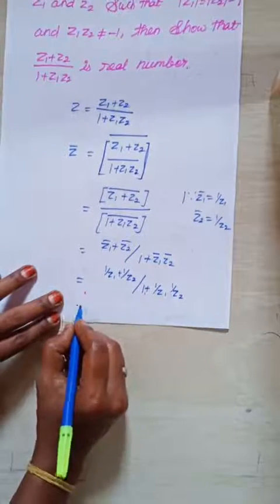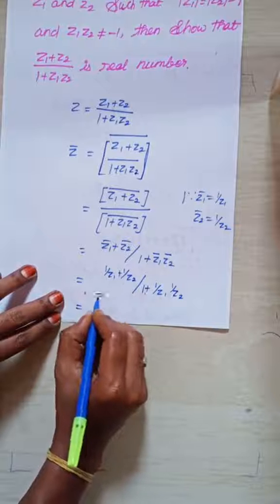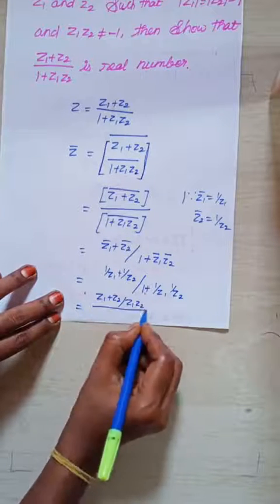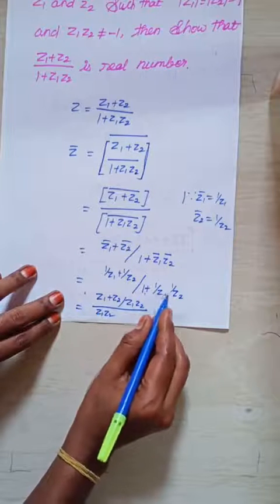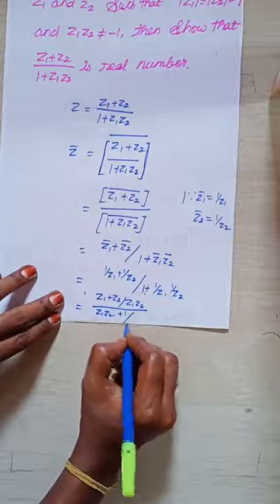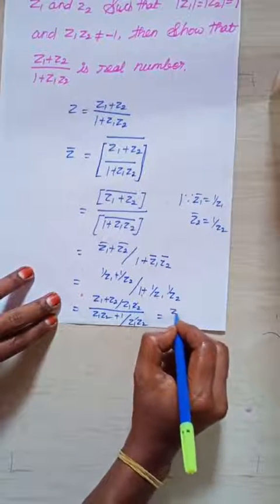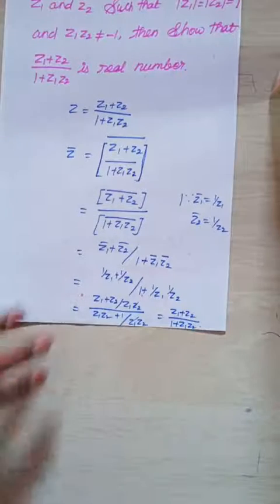which is equal to, taking the LCM, z2 plus z1. So (z1 plus z2) divided by z1 z2, divided by the LCM z1 z2, 1 into z1 z2 plus 1 divided by z1 z2. Now cancel this term, and we get z1 plus z2 by 1 plus z1 into z2.